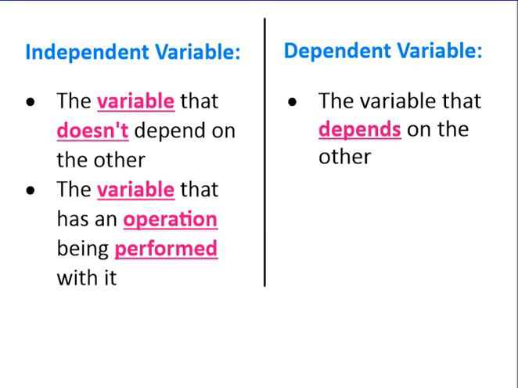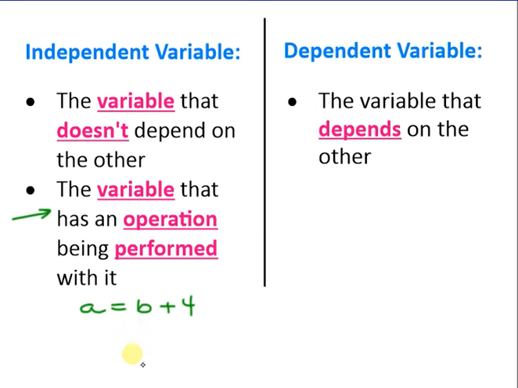Okay, so what is an independent variable? An independent variable is a variable that does not depend on another one. It's independent of itself. It's sort of on its own. Think of it like an adult. It's also a variable that has an operation being performed to it. And this one here is really, really key. It's sort of like a freebie, if you want to think about it that way. So it's the variable that has an operation being performed to it. So if you want, you can think about it this way.